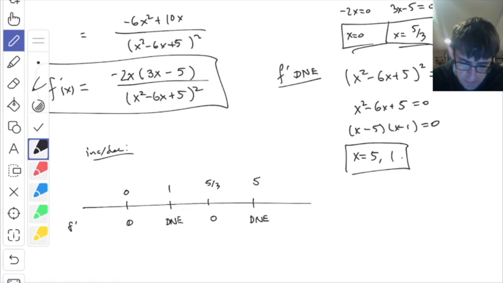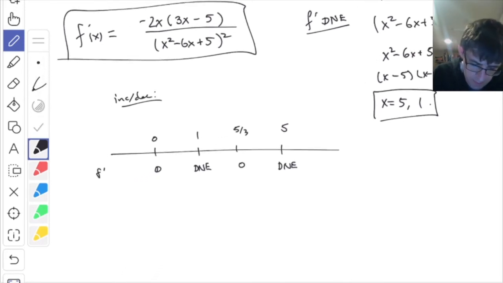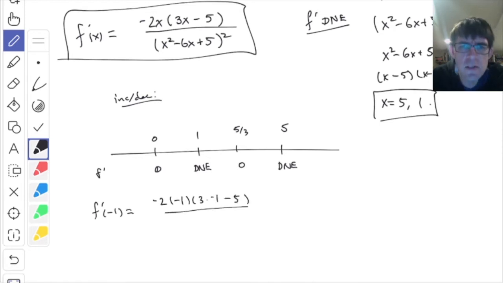So all the way to the left, I'm going to use x equal -1, f prime of -1, plugging into the formula that you see in the box right there. It's -2 times -1 times 3 times -1 minus 5 divided by, in this example, I'm just going to say something positive. The bottom, I will have you notice, is something squared. That means the bottom will always be positive no matter what. So we don't even have to worry about plugging into the bottom. Whatever it is on the bottom, it's always positive.